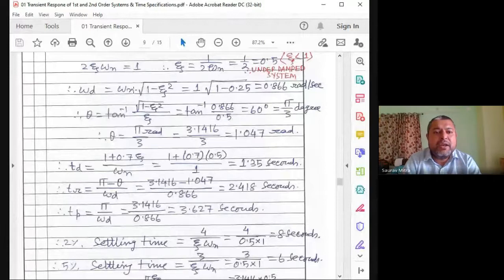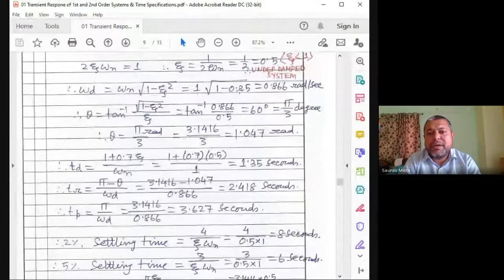So what is omega d? Omega d is omega n root under of 1 minus zeta square. So omega n is 1, root under of 1 minus zeta square, zeta is 0.5, so zeta square is 0.25, giving 0.866 radian per second. Please mention the unit, otherwise I'll cut 2 marks. Even if you are getting the answer correct, if you are not writing the unit, I'll cut the marks.